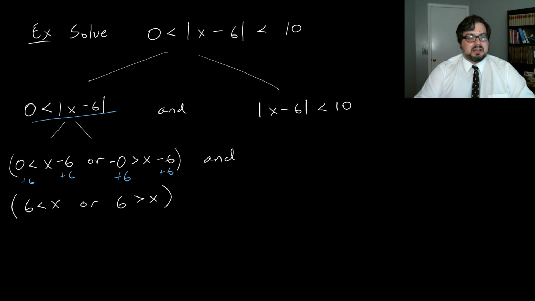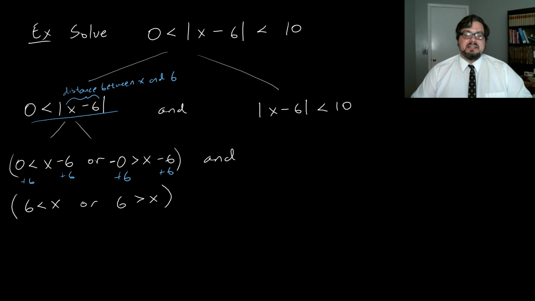Let me take a quick aside for a second. Remember that the absolute value of the difference of two things can be interpreted as the distance between them. So this x minus 6 could be interpreted as the distance between x and 6. And so what this whole inequality is saying is that the distance between x and 6 is greater than 0. Well, really, the only thing that that means is that x can't actually be equal to 6. And if x is not equal to 6, then that means that x is either greater than 6 or less than 6, because one of those three relationships has to hold.